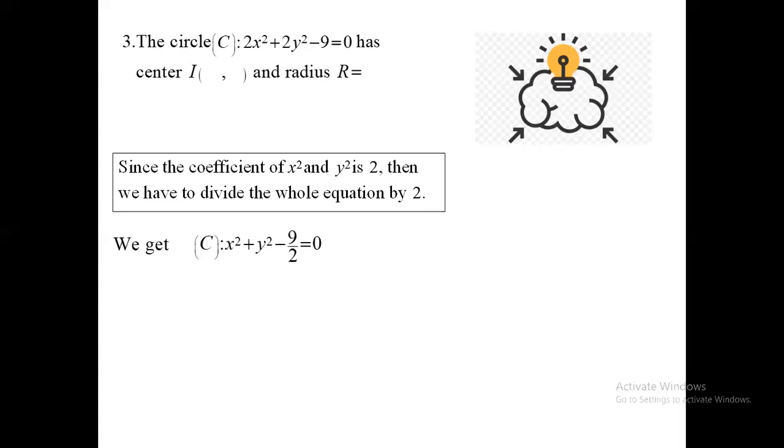We get x squared plus y squared minus 9 over 2 equals 0, or x squared plus y squared equals 9 over 2, and consequently the center and radius are clear. 0, 0, and the radius is 3 over radical 2.